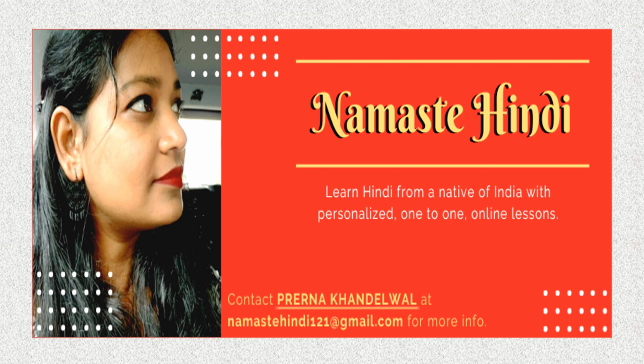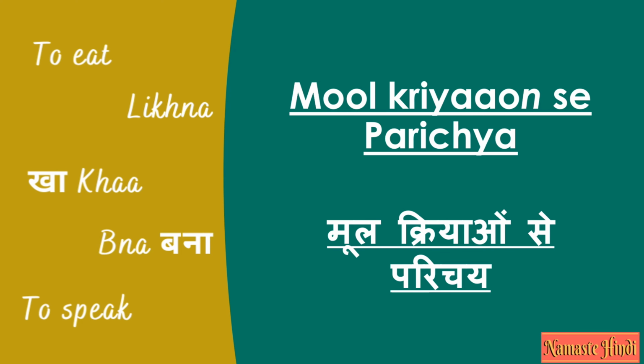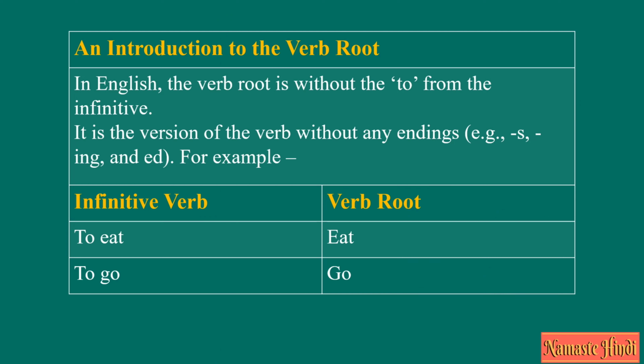Today we are going to learn about an introduction to the root verb. मूल क्रिया से परिचय. In English, the verb root is without the "to" from the infinitive. It is the version of the verb without any endings, for example -s, -ing, and -ed. For example, if your infinitive verb is to eat, the root verb is just eat. If the infinitive verb is to go, the root verb is just go.